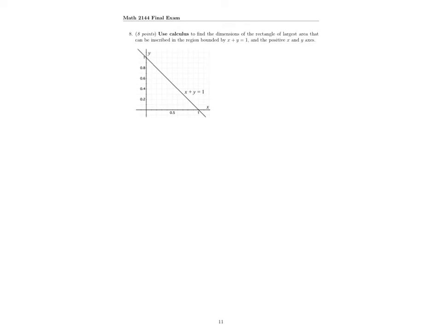So I want to find the dimensions of the rectangle of largest area that can be inscribed in that region and the positive x and y axes. So what we're looking for is a rectangle like this, or maybe a rectangle like this. Anyway, the corner of that rectangle needs to lie on that line.